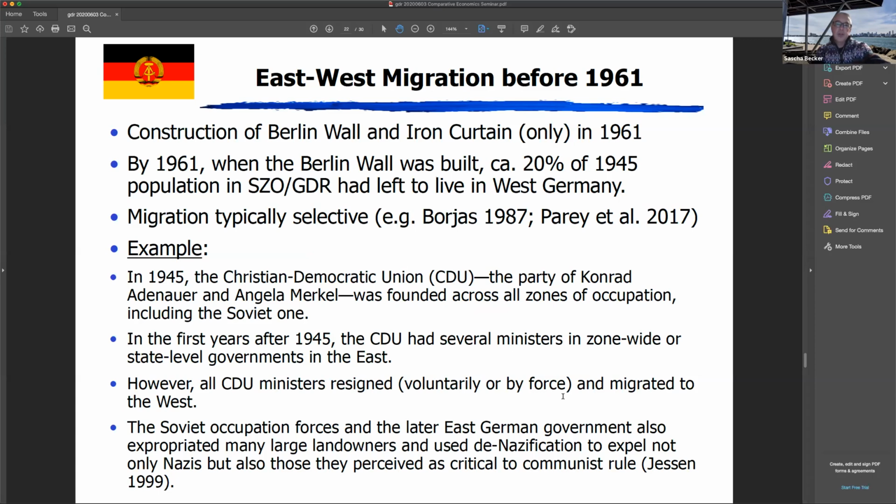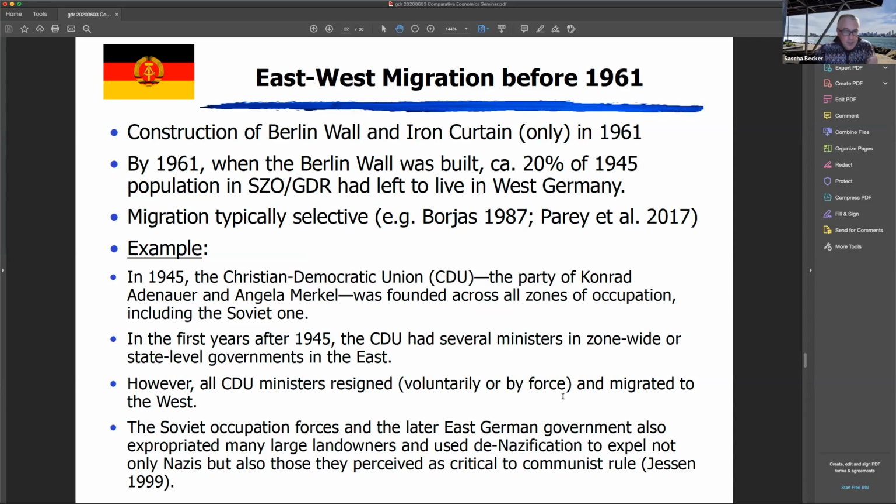Now, East-West migration. As I said in the introduction, the wall was built in 1961. By no means was the border fully open until 1961. There were border checks and all that, but the wall that made it really near impossible to cross within Berlin, and the Iron Curtain delineating the West from the East were nearly impenetrable only from 1961.